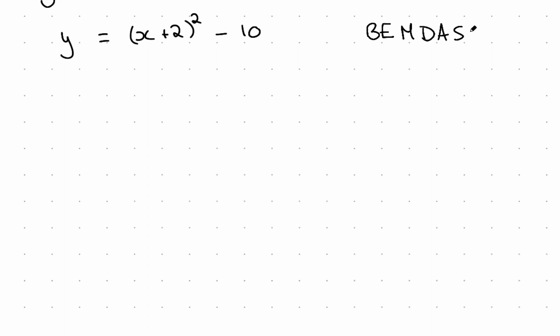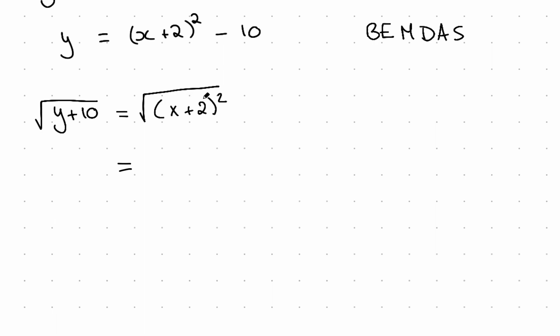So I'm going to start with the subtract and the addition. So if I've got minus 10, what I'm going to do to reverse that is add 10 to both sides. So plus 10 to both sides leaves me with this. And then I ask myself, okay, that's a square. What's the opposite of square? How do I undo a square? And that is square root. So we're going to square root both sides because I want to undo the square here. Now, when I do that, they're undoing each other. And I've got x plus 2 is equal to the square root of y plus 10.